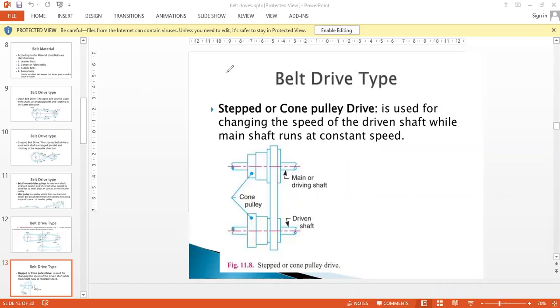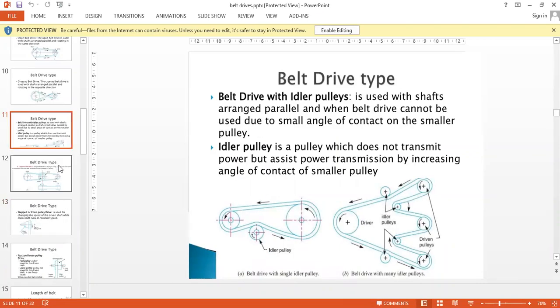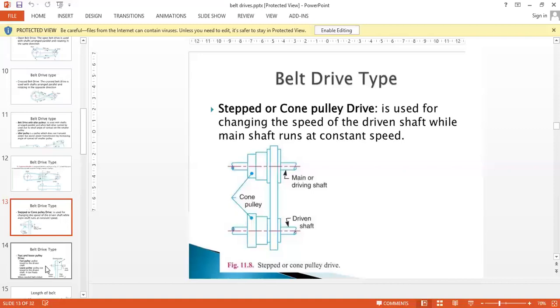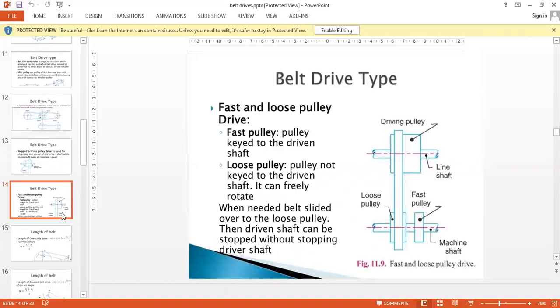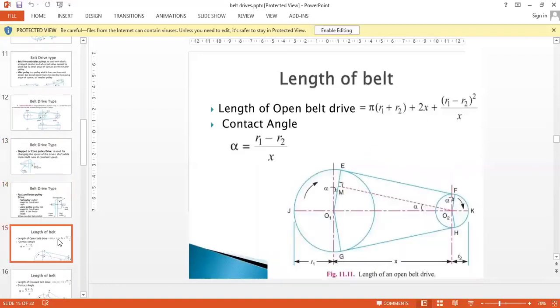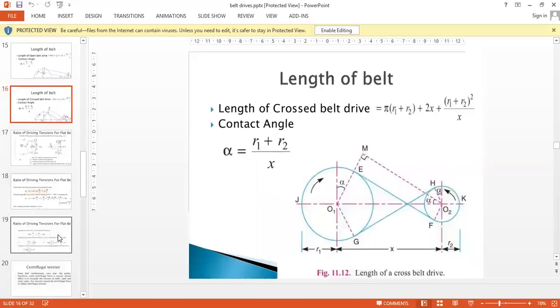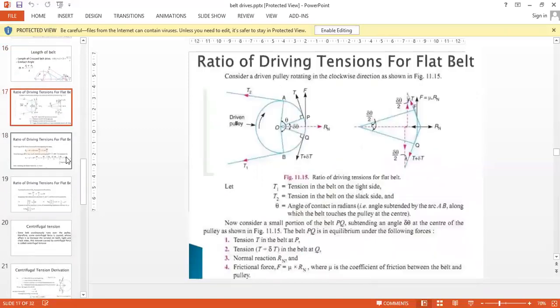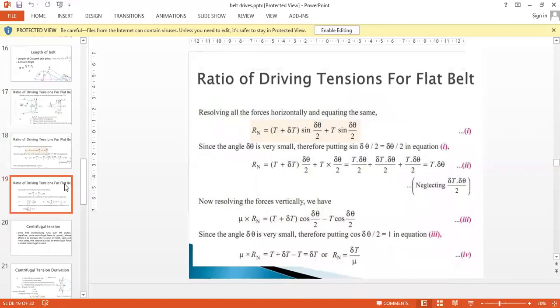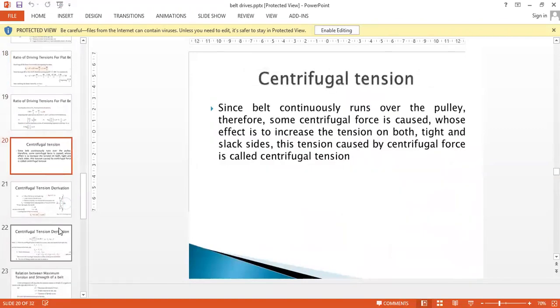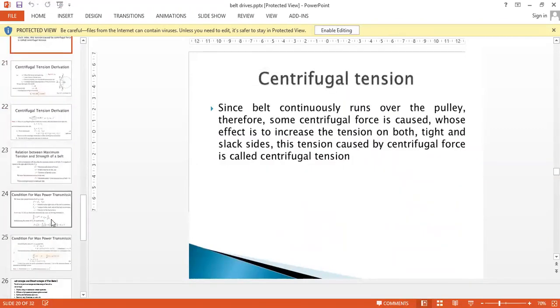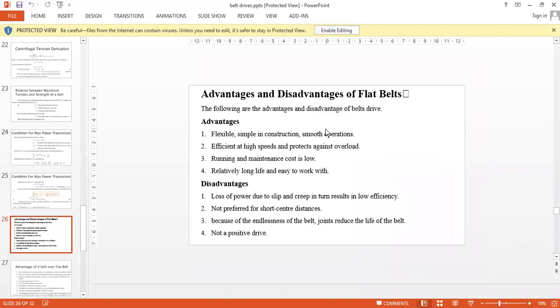So we'll go to the next one. We will see the derivations at a later stage. So let us first go to the advantages and disadvantages of flat belt drive.